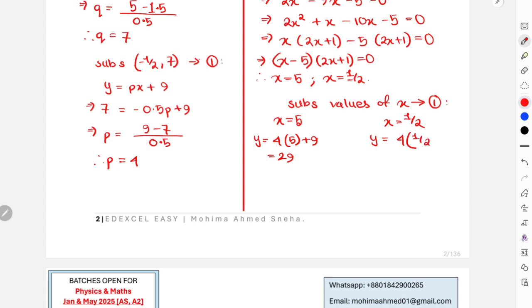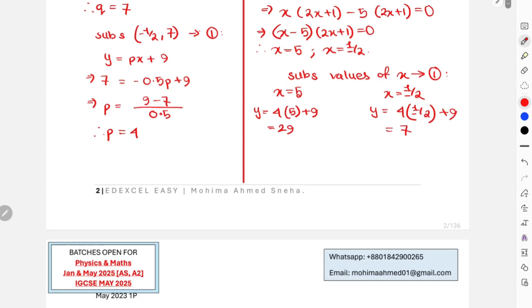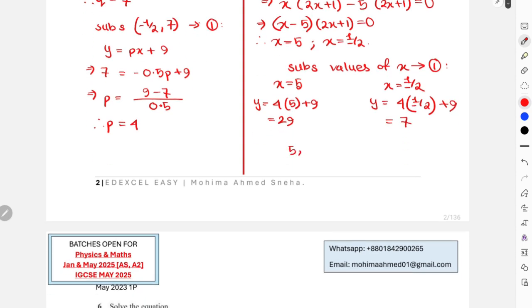so this is actually negative half, right? One of the solutions was already provided as negative half. This one is supposed to be 7 then. This plus 9, so this is 7, right? So the solutions are 5 and 29, and negative half and 7, right? These are the solutions for x and y.